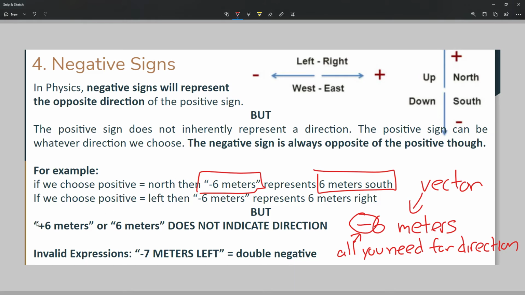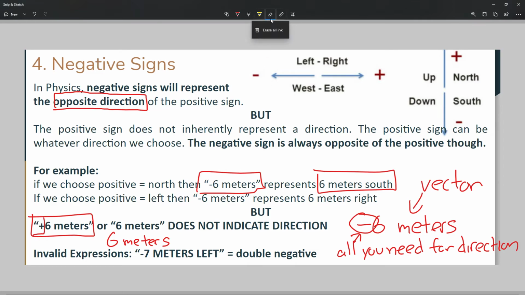But on the other hand, if you write positive 6 meters, that does not indicate direction. The only thing positive 6 meters means is 6 meters. There is no direction associated with it. Why is this? Well, again, we can't assume the positive direction to be anything. But we can assume that the negative direction is the opposite direction of the positive, which means that the negative sign is direction, whereas the positive sign written like this is not.